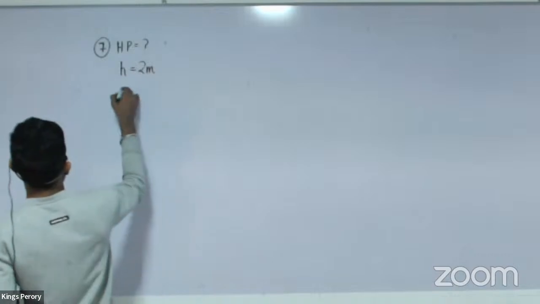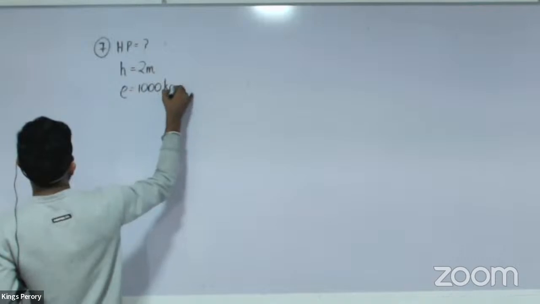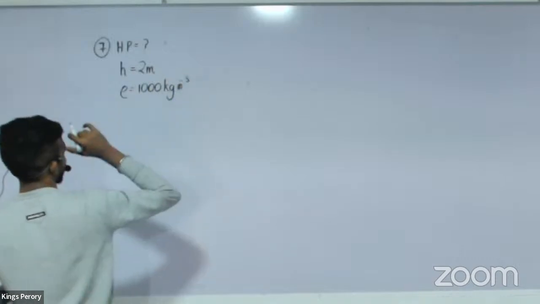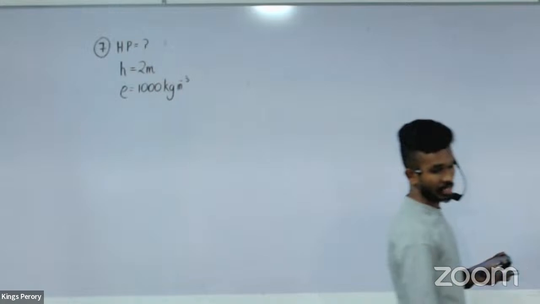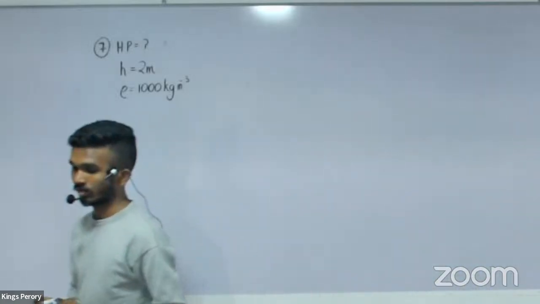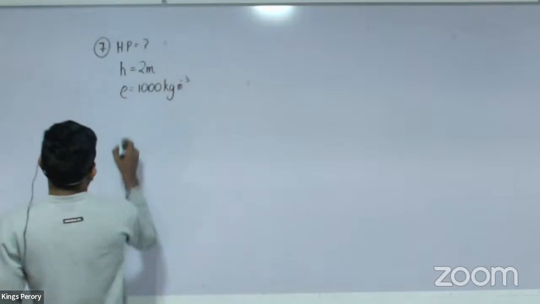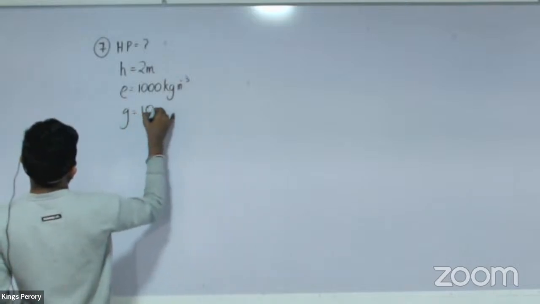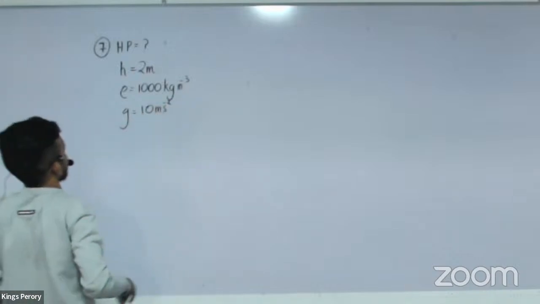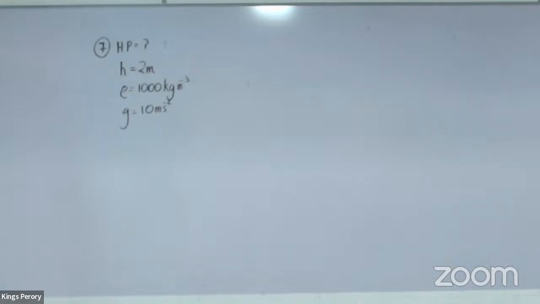Inside brackets, write density of water 1000 kilogram per meter cube. Gravitational acceleration 10 ms to the power minus 2.